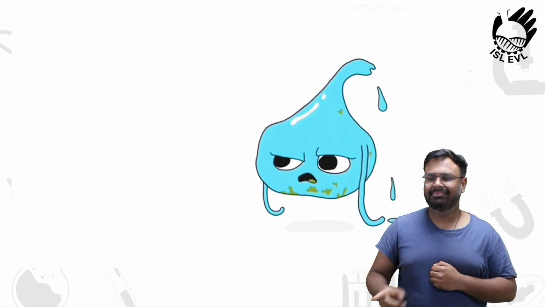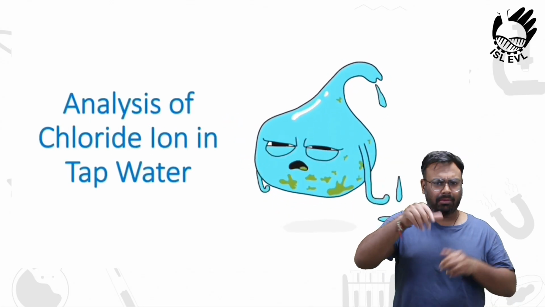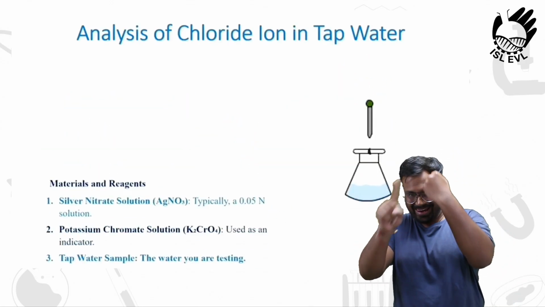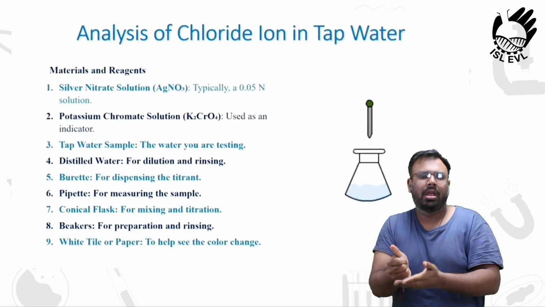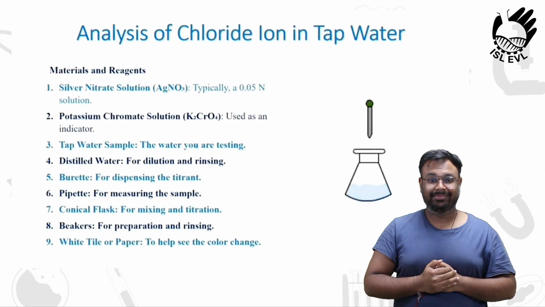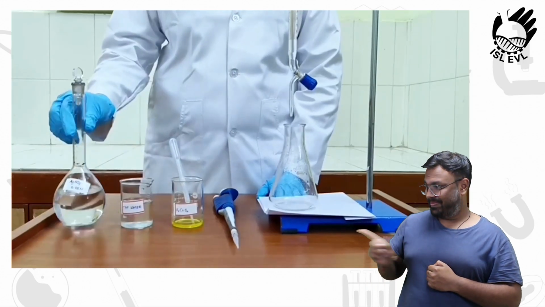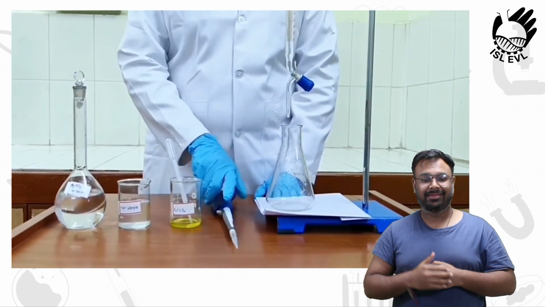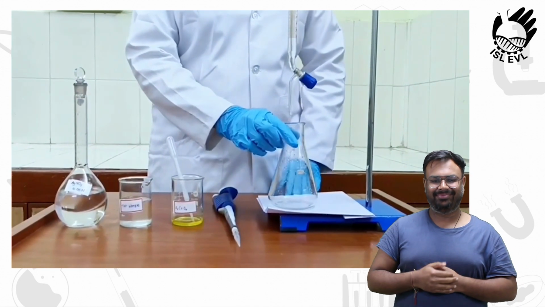Analysis of chloride ion in tap water. To analyze the chloride concentration in water, a titration method is used. The following materials and reagents are required for the titration experiment: silver nitrate, tap water, potassium chromate, 1 ml pipette, conical flask, and a burette filled with silver nitrate solution.